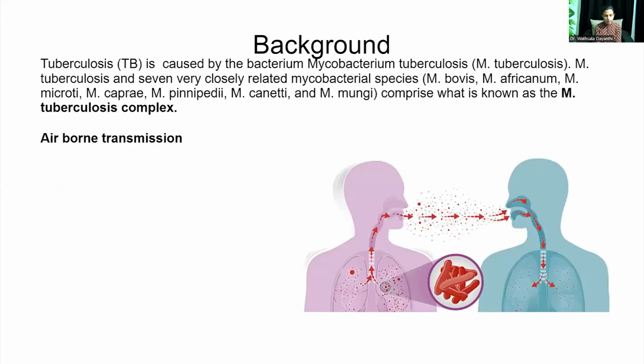As you all know, tuberculosis is an airborne disease, so it transmits through aerosols. It is caused mainly by Mycobacterium tuberculosis and 7 other very closely related mycobacterial species. We call it Mycobacterium tuberculosis complex. The importance is that pulmonary TB patients serve as reservoirs for this MTB complex. So it is very important to diagnose rapidly and start appropriate treatment as soon as possible to prevent the spread. That is the main purpose of this whole talk today.